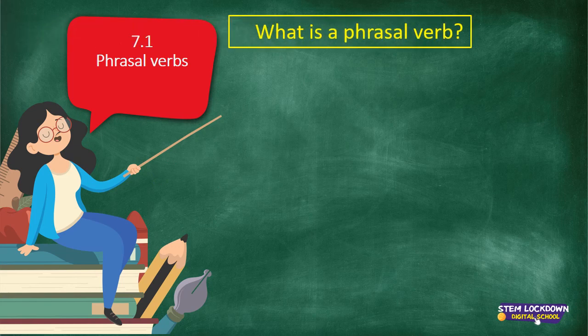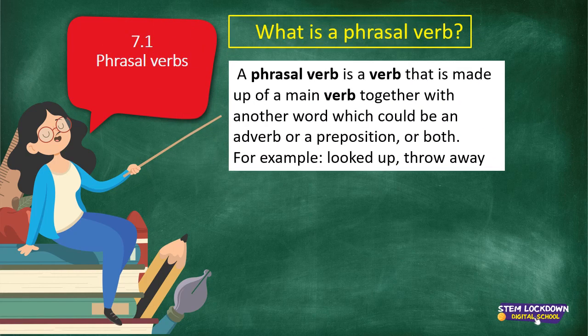Okay, we've finished antonyms. Now let's go on to phrasal verbs. Have you heard of a phrasal verb before? Yes? No? What is a phrasal verb? You know that a phrase means more than one word. So it's obviously a verb that's got more than one part to it. A phrasal verb is a verb that is made up of a main verb together with another word, which could be an adverb or a preposition or both. For example, looked up, throw away, go out.